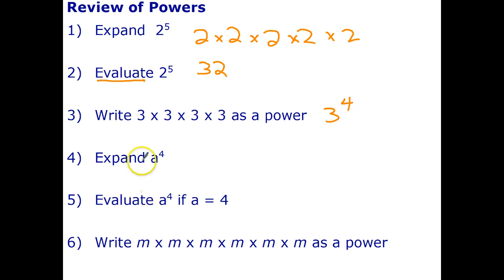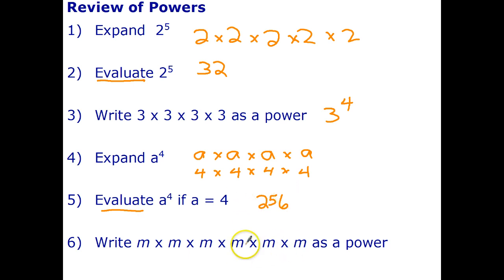Now, of course, we can do the same thing where we have a variable for the base rather than a specific number. So a to the fourth just means a by a by a by a. We're multiplying four a's together. Evaluate a to the fourth if a equals 4. Well, that just means we can substitute. And we need to multiply 4 by 4, which is 16, times 4, which is 64, times 4, which is 256. So again, evaluate means you need a number for your answer.